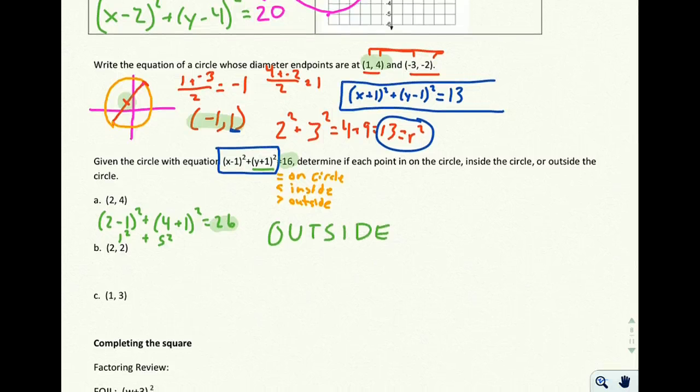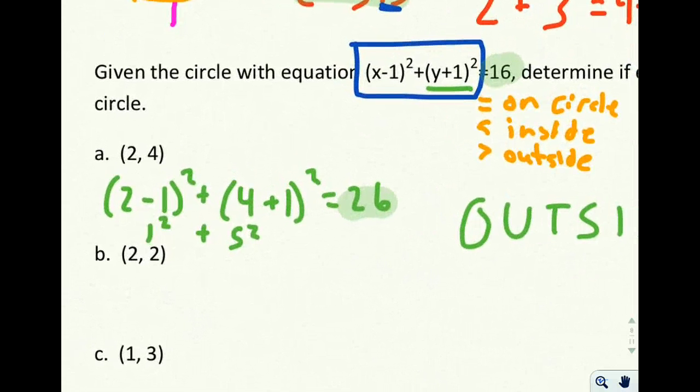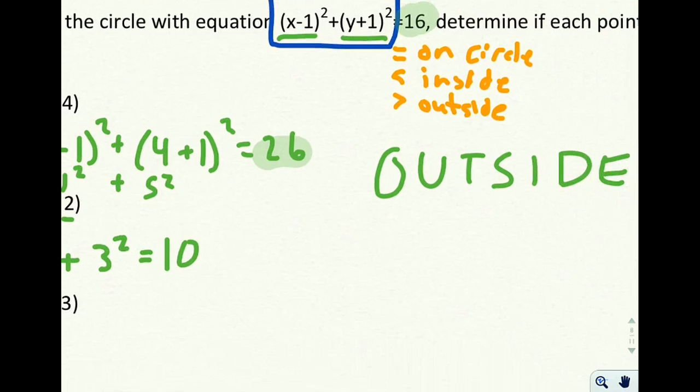Second one, points on the same circle again, so use the same equation as above. And we have 2 minus 1, so 1 squared, plus 2 plus 1, so 3 squared. 1 squared plus 3 squared is going to be 1 plus 9, which is 10. And 10 is smaller than 16, so we're going to say that it falls inside the circle, because it falls on a smaller circle. So inside.